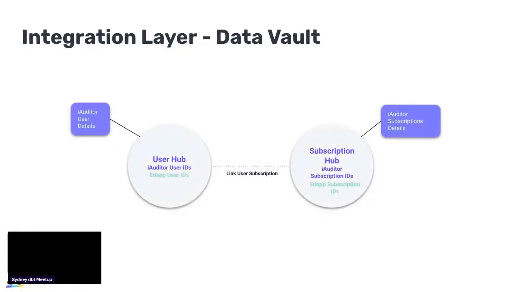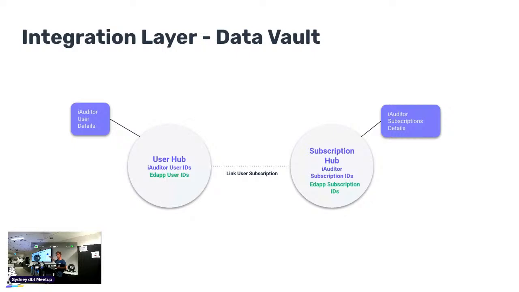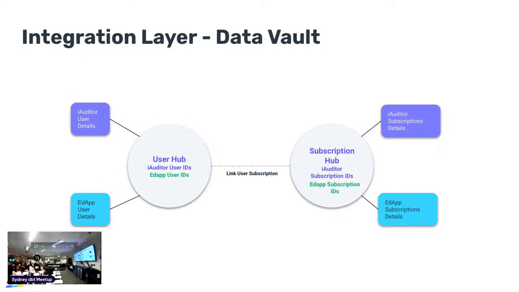So going back to this thing, if we were to integrate EDA, theoretically, we wouldn't actually have to make many changes in our Kimball model. It's all in the integration layer. So if we were to integrate EDAP, what we would need to do is put the EDAP IDs in the hubs, and then just connect the EDAP satellites, right? So does that answer your question?